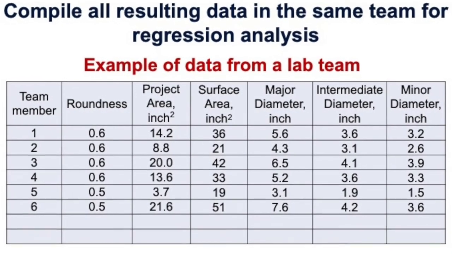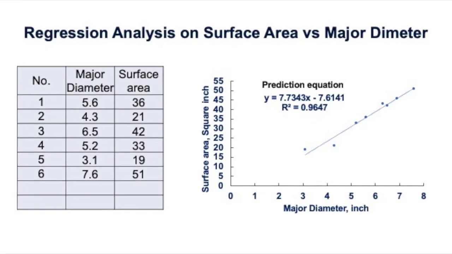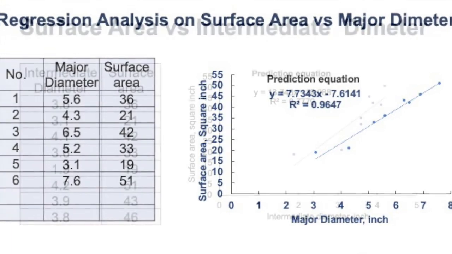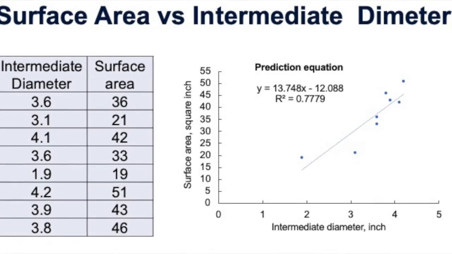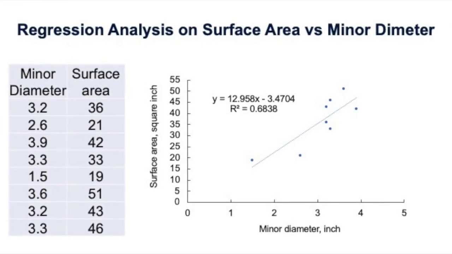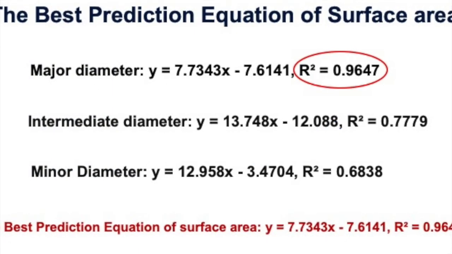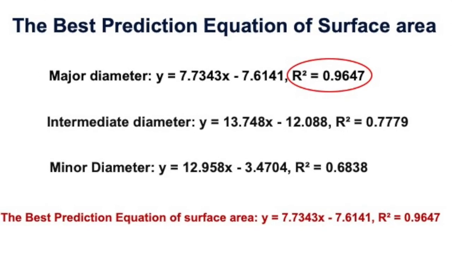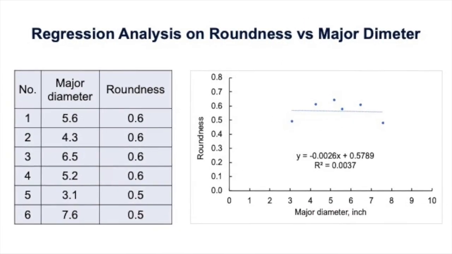This is an example of a data summary for a lab team. Perform a regression analysis on surface area versus major diameter. Perform a regression analysis on surface area versus intermediate diameter. Perform a regression analysis on surface area versus minor diameter. We find that the best prediction equation of surface area is related to the major diameter, with the largest coefficient r squared.